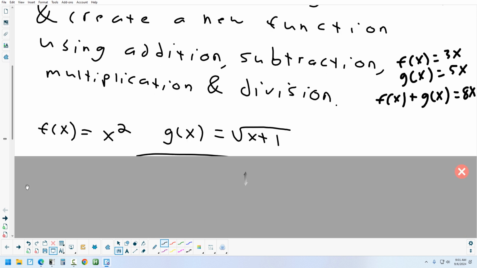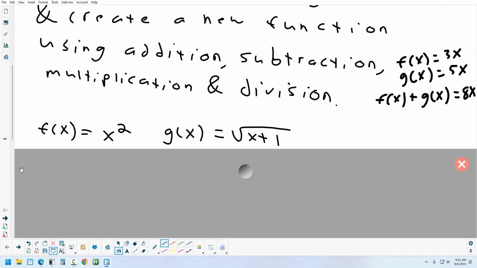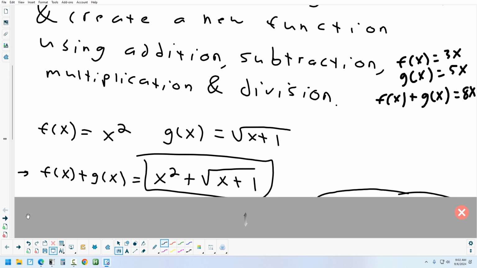Let's look at another one. Here are two other functions. These aren't like terms, though. Like f of x and g of x I had up on the right, those are like terms, so you can combine them. This is an x squared, this is a square root. So if you want to create a new function by, let's say, adding them, literally all you can do is put a plus sign between them. There is no way to simplify that any further.